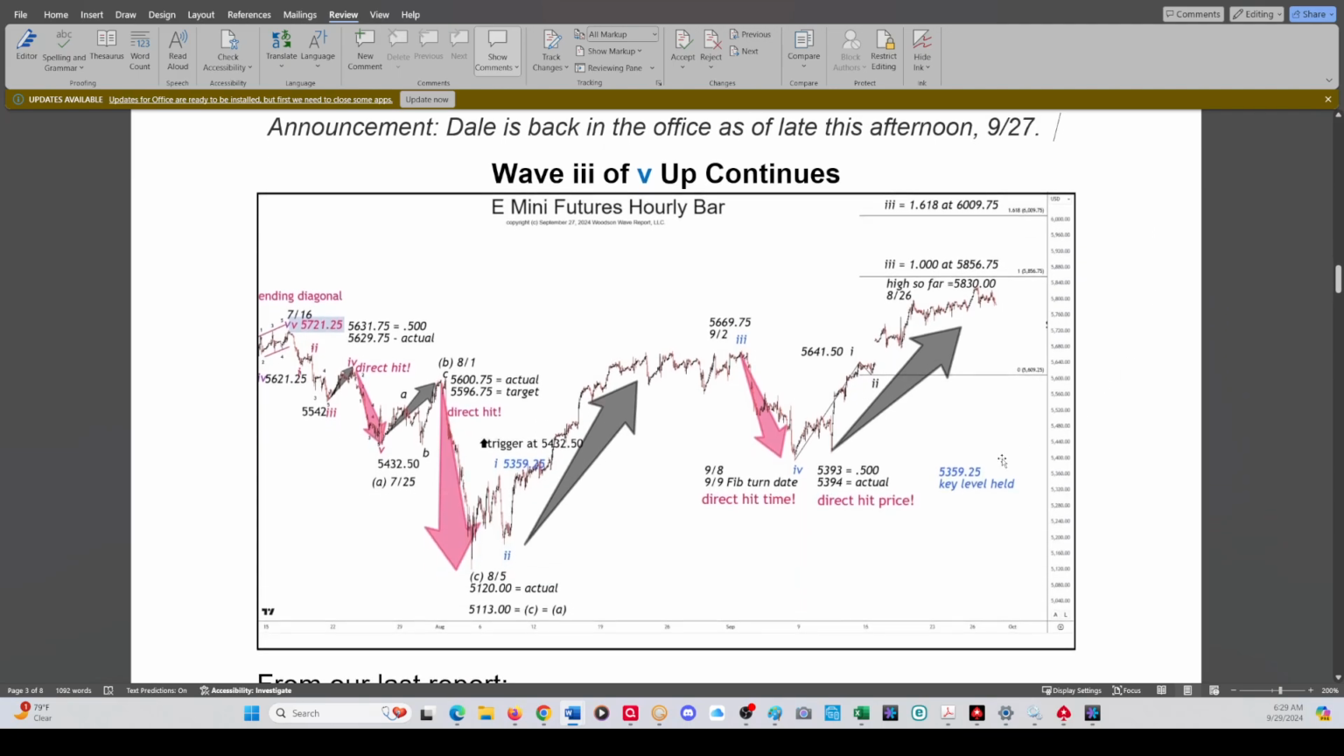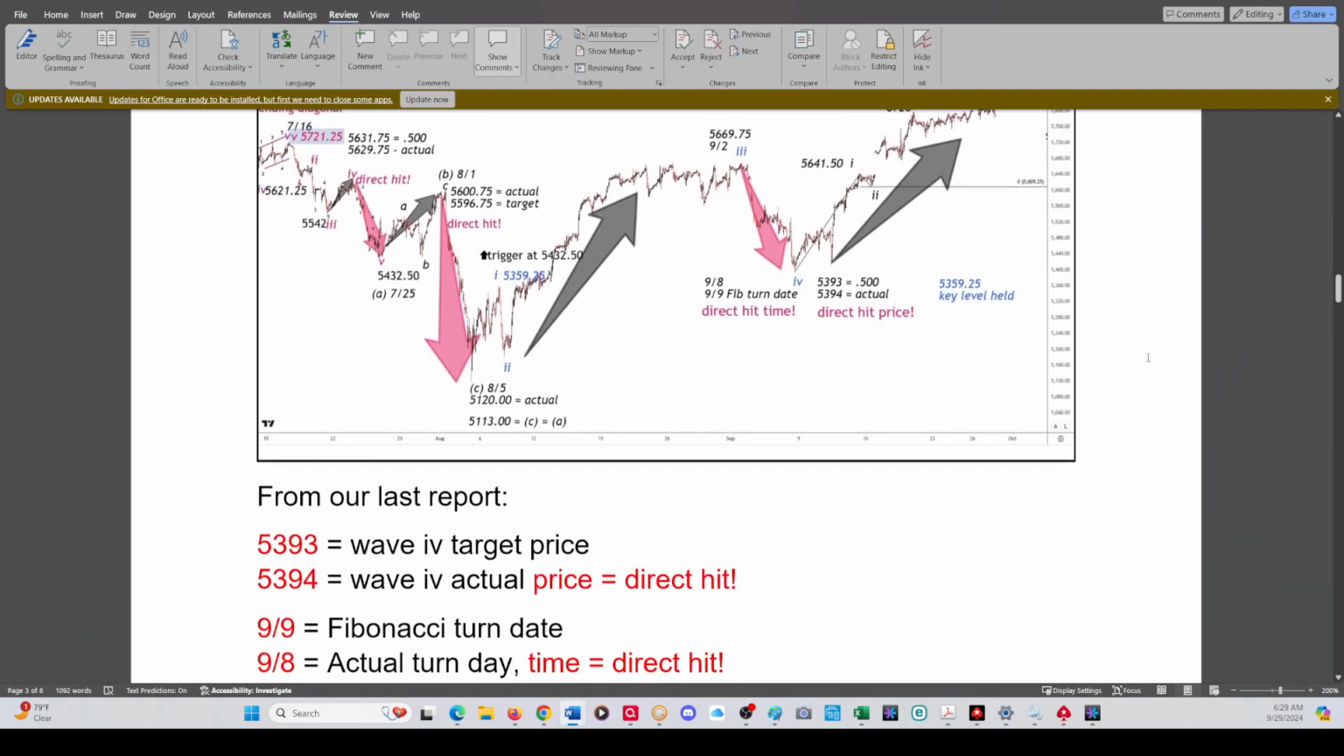There's that same chart. Again, that direct hit in time, direct hit with price. That was key to enable us to call this wave 5 up to new highs above the July high. Again, the NASDAQ didn't do it. The NASDAQ futures didn't do it, but the S&P did, and the Dow did too.